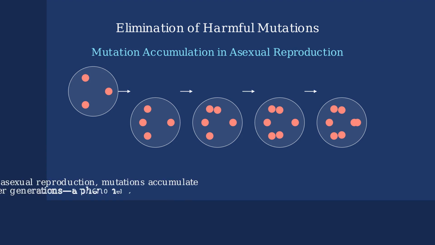This irreversible accumulation of harmful mutations is known as Muller's ratchet and can eventually lead to the extinction of asexual lineages.